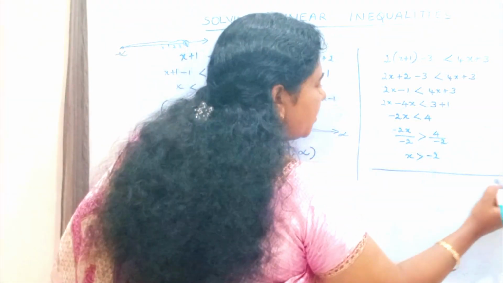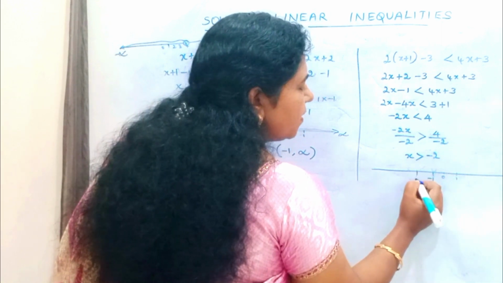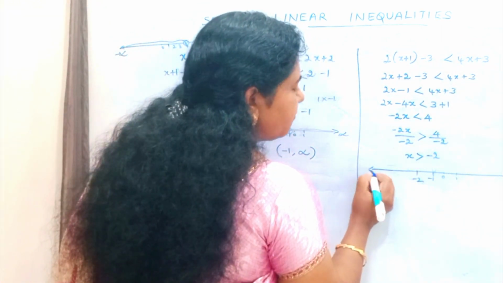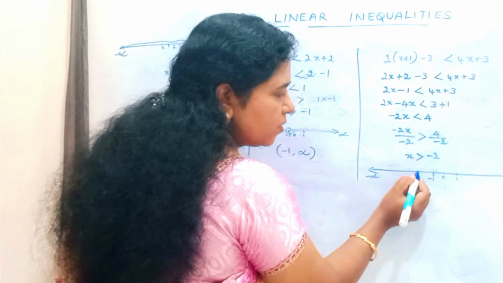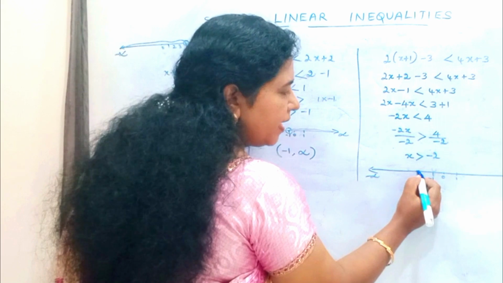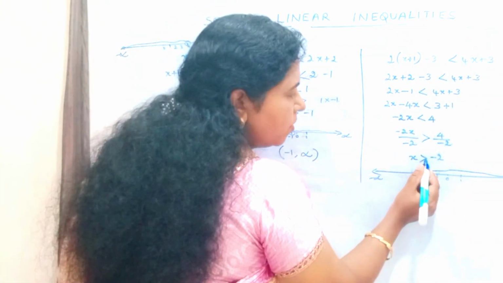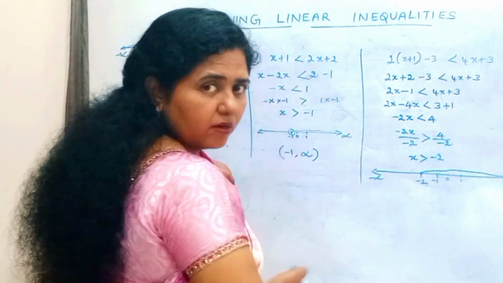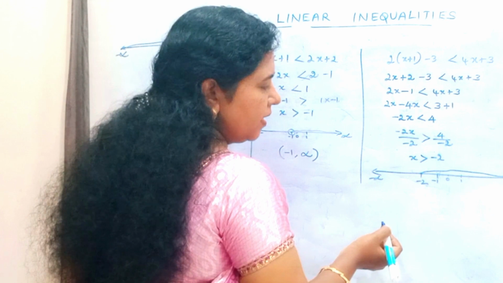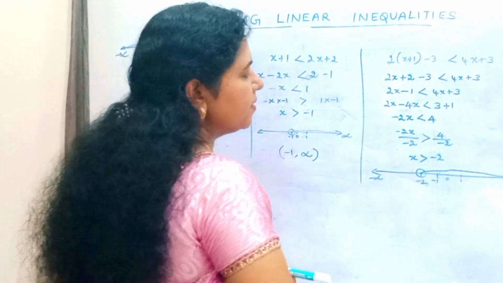So when we are drawing the number line, here we will be having 0, 1, here minus 1, minus 2, minus infinity. Here it is infinity. X is greater than minus 2. Here it is minus 2. So greater than minus 2. So we will be having this section. Okay, now since it is greater than, this value is not included. We are not having any equal to sign here. So in order to show that, we can use open circle.